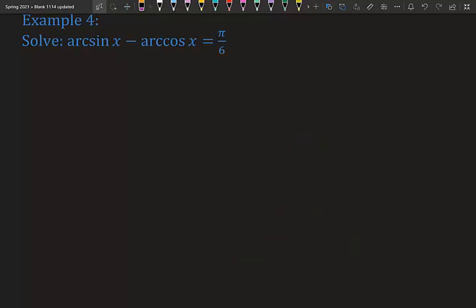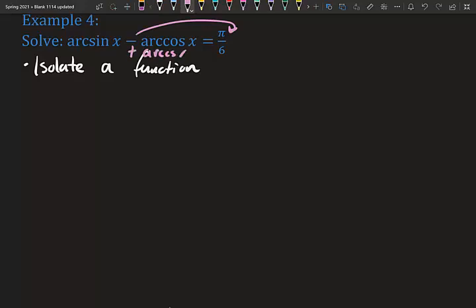Example 4. We're going to solve arc sine x minus arc cosine x equals pi over 6. So let's isolate one of the inverse functions. That's usually what we try to do, get something by itself. When we add arc cosine x to both sides, we're left with arc sine x equals arc cosine x plus pi over 6. I still want to solve for x. Our goal here is to get at least one x by itself. So I need to move over the sine function.